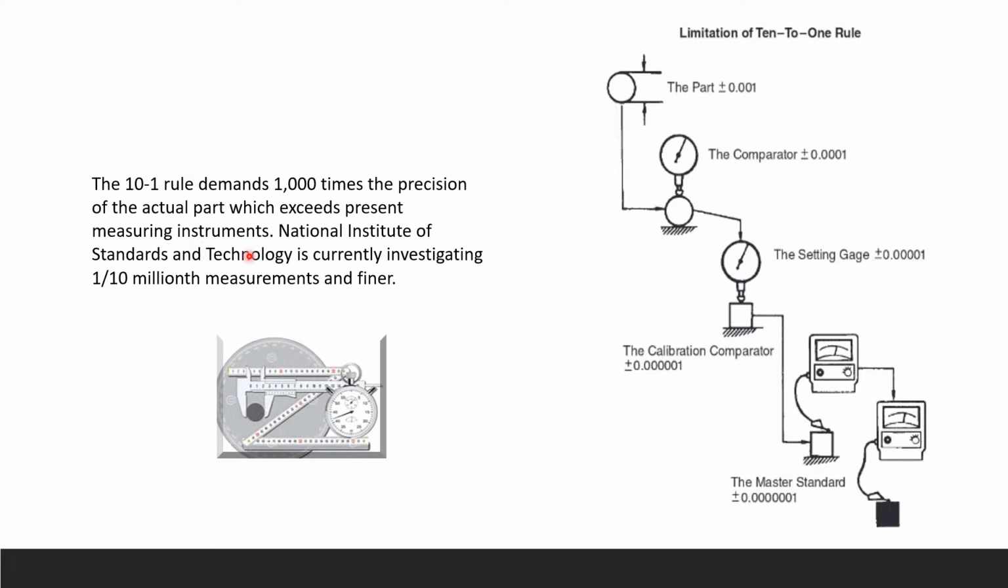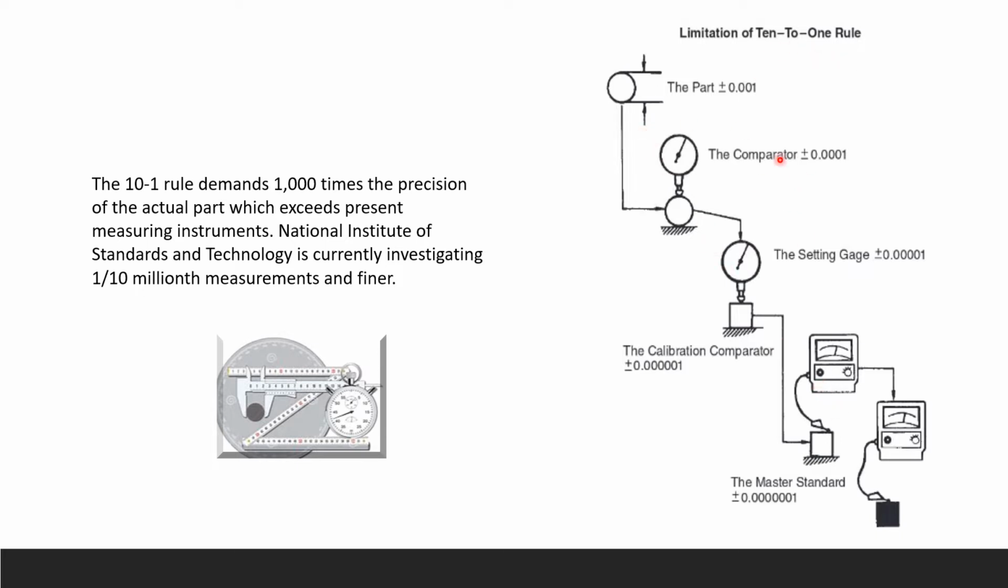This 10:1 rule demands 1000 times the precision of the actual part, which exceeds present measuring instruments. So NIST is currently investigating 1 by 10 million measurements. That is really, really small and finer. They're trying to increase their standard. NIST does all of this measurement in the national lab. And there are limitations of the 10-to-1 rule.